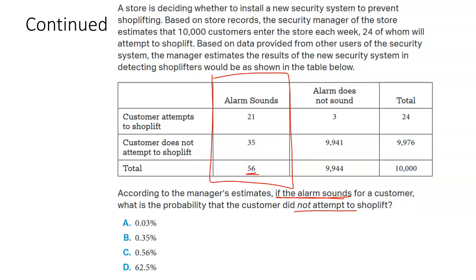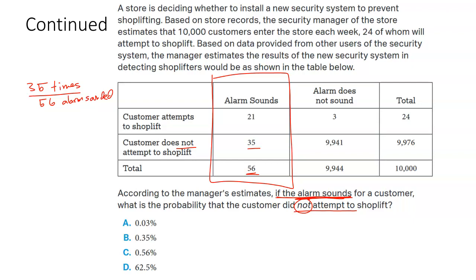So when we're dealing with two-way tables, you need to identify what situation you are focusing on and use that to draw your probability. So if the alarm sounds, what's the probability that the customer did not attempt to shoplift? We need to look and see, customer does not attempt to shoplift, that's 35. So 35 times out of the 56 times that the alarm sounded will give us the probability that a customer was not attempting to shoplift, okay?